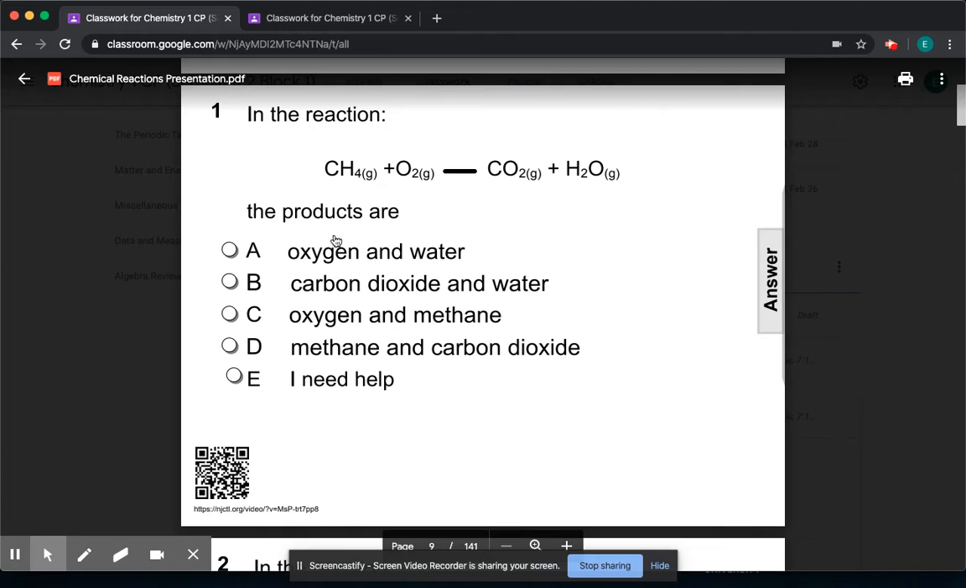In the reaction below, the products are... Remember, the products are on what side? They're on the right side. So we have CO2. What is CO2? That is carbon dioxide. What is H2O? That is water. Our products are carbon dioxide and water. And which one is that? That is B.